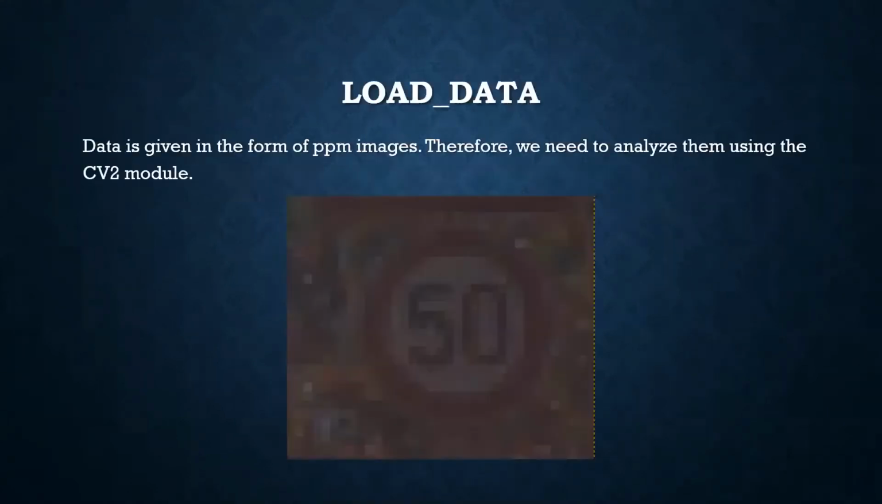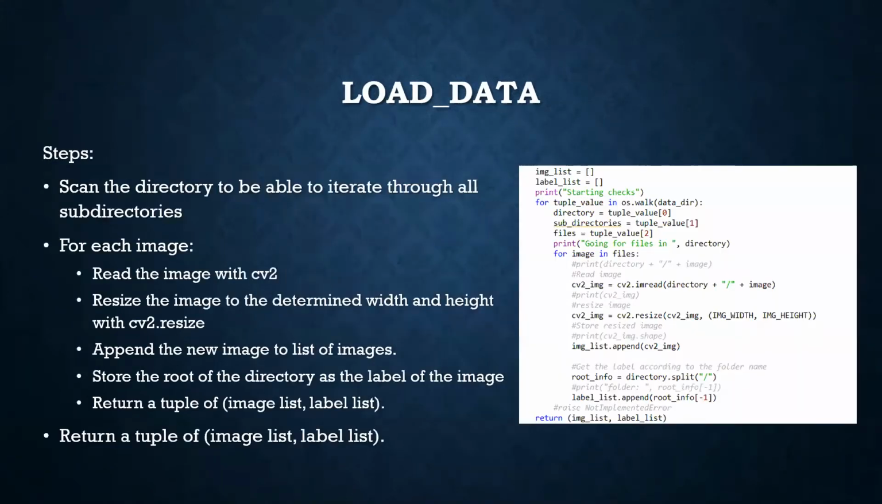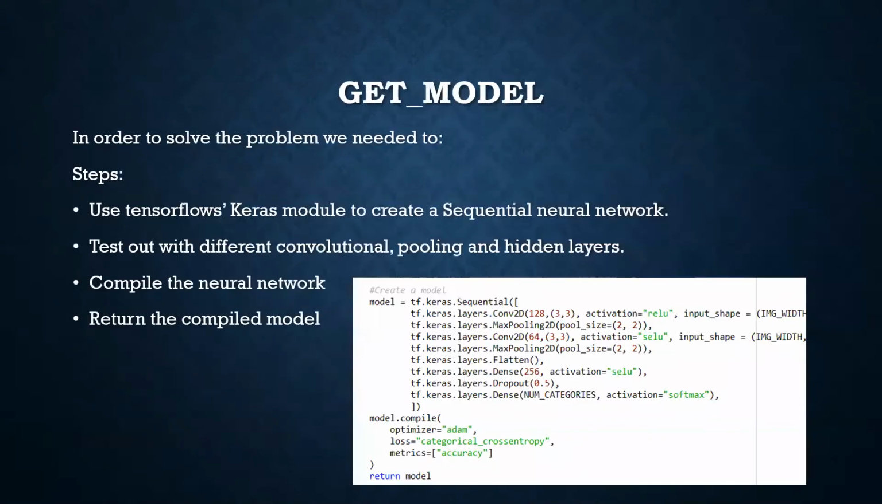Some background: we want to train the AI to identify traffic signs, and the data is given to us in the form of ppm images as shown below. So we need to use the CV2 module to analyze them. When loading data, therefore, we need to scan the directory, and for every image, read it, resize it, append it to an array, and store the label that is the root directory of that image. Finally, we return the tuple of that information.